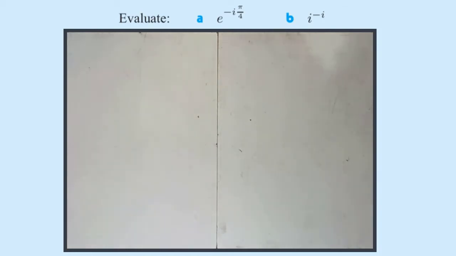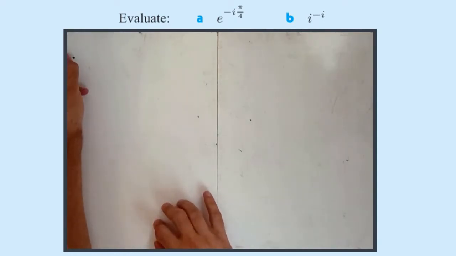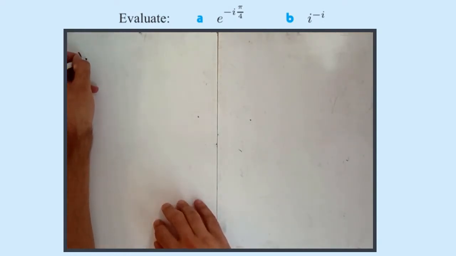Evaluate a, e to the minus i pi by 4, and b, i to the power minus i. So when it says evaluate, I'm going to attempt to express it as just a number. So Cartesian form, or if we can get to something else, then maybe that too. So part A, we have e to the minus i pi by 4.